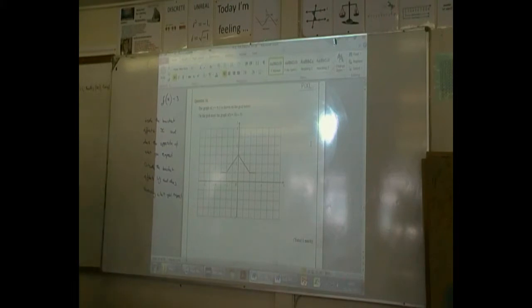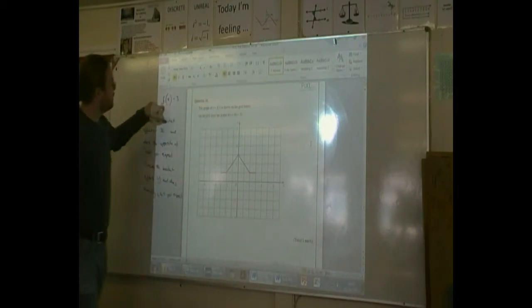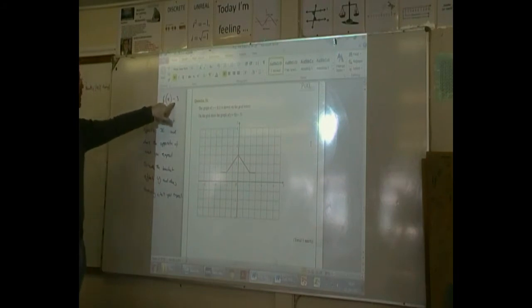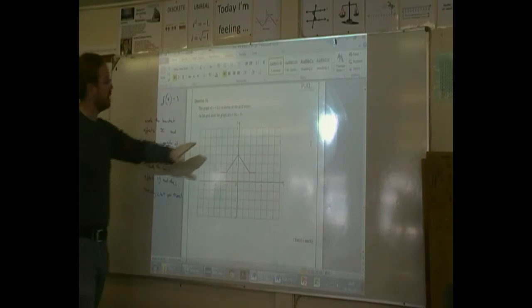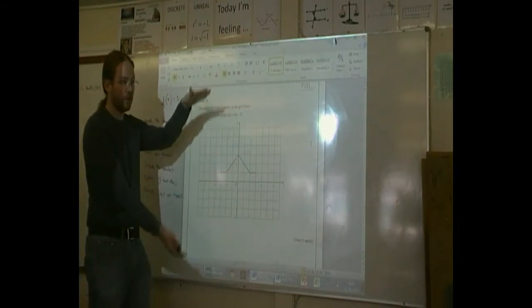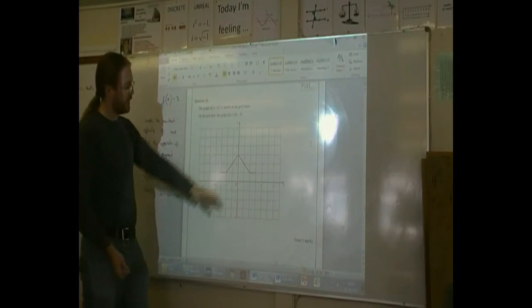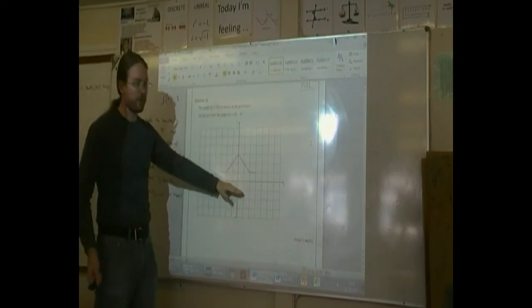Okay? So, if it was f of x, minus 3 outside the bracket, it will be affecting y, and therefore it will be moving up or down, or getting bigger or smaller, depending on what we're doing to it. Here we're taking away 3, so it'll be moving down 3 spaces.